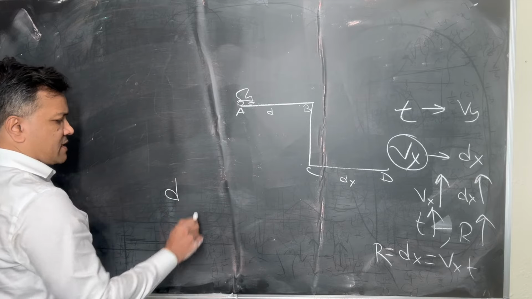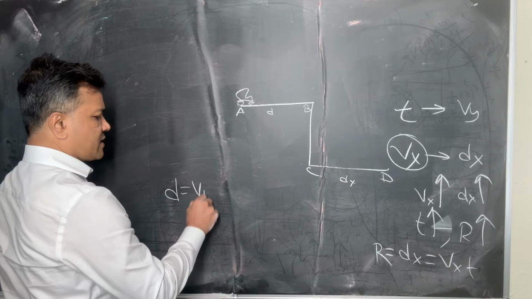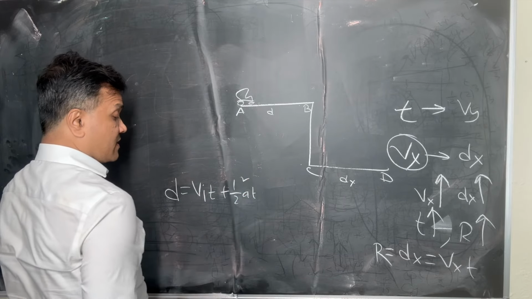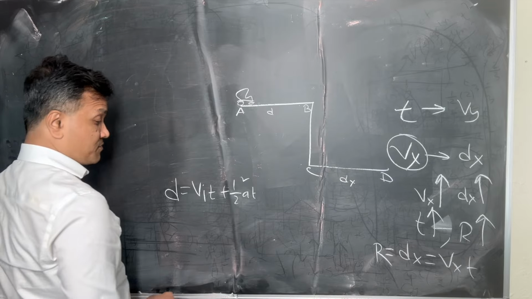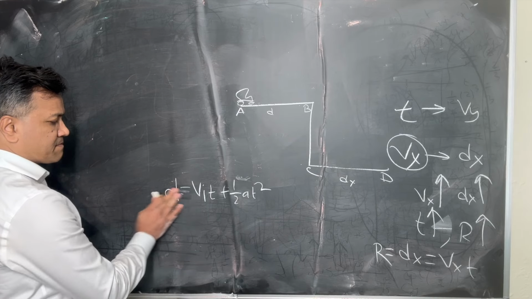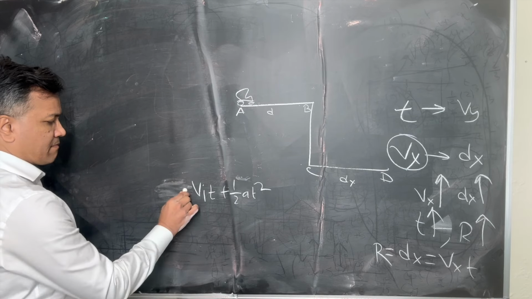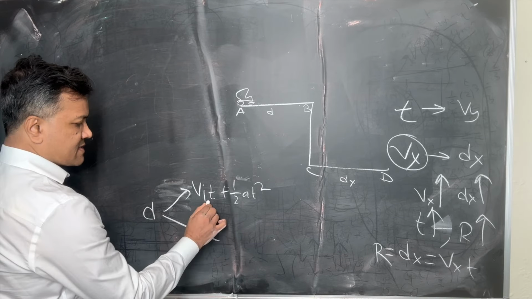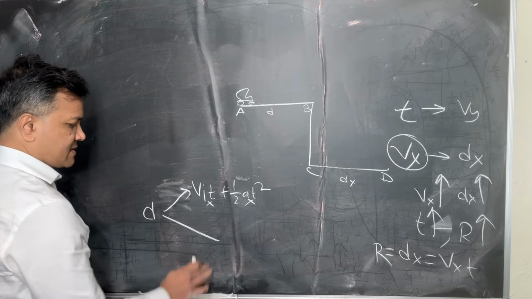If you look at the kinematics equation, d is equal to Vi t plus half a t squared, you can write it in two different ways. So if this is d, this is dx, and this is dy.